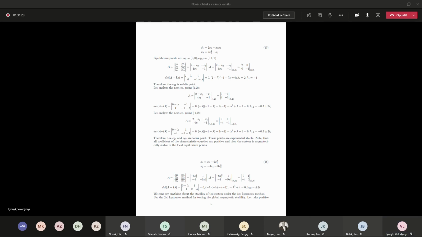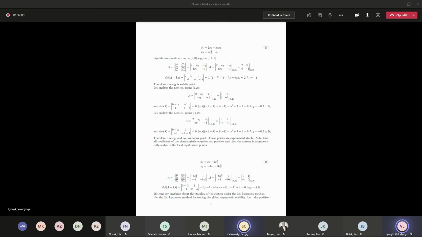Yes, the second method is about a function. We apply the second Lyapunov method on the next exercise, next time, because now we only start and only analyze the equilibrium points and the stability of the system based on the first Lyapunov method.